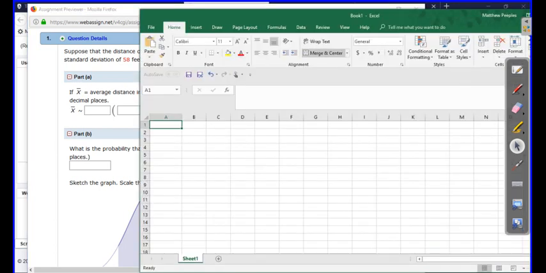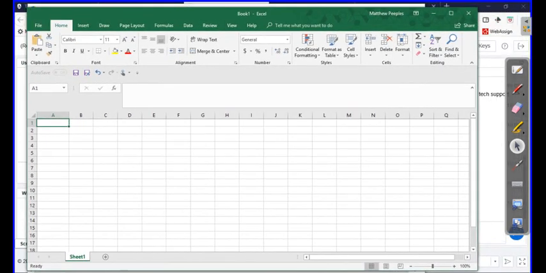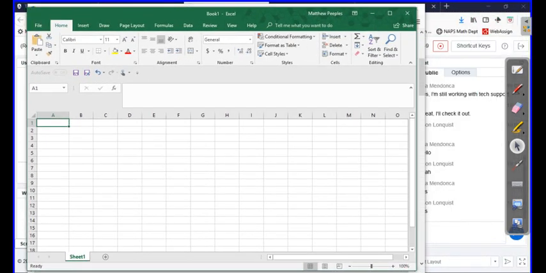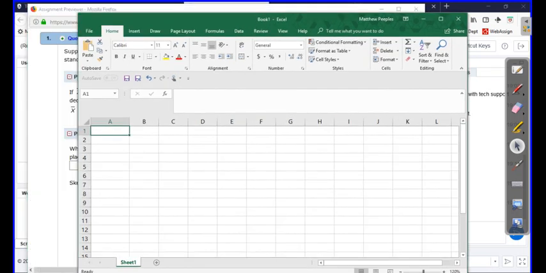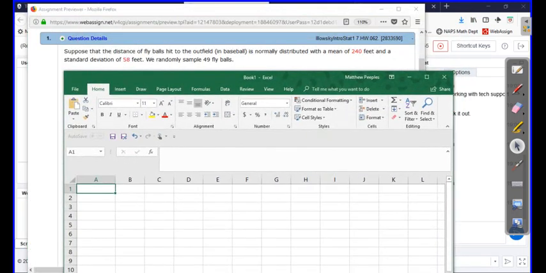And I'm going to open up Excel here. Okay. And so, all right, let's enter in the information that we're given in this problem. We're told that our mean is 240 feet. And what's more, the standard deviation is 58 feet. Okay. And we have our sample size, n equals 49 fly balls.